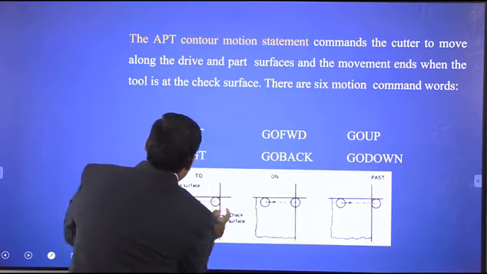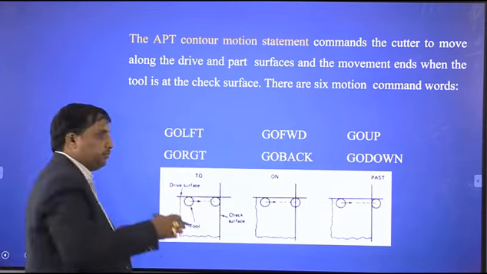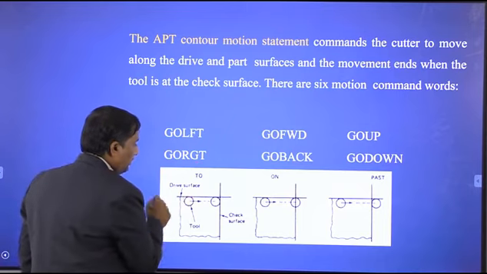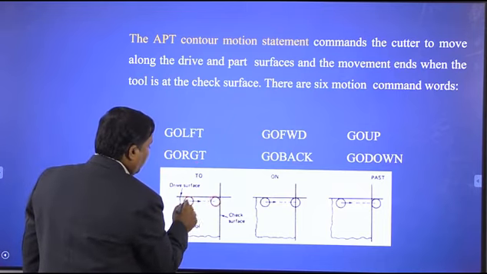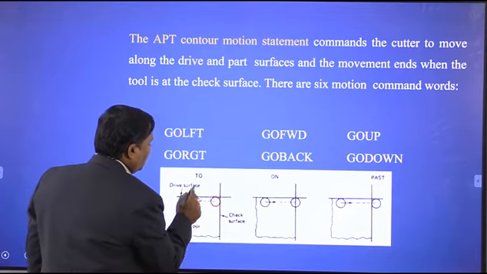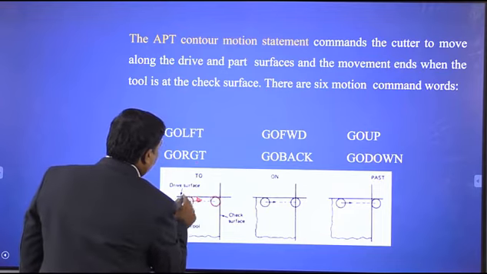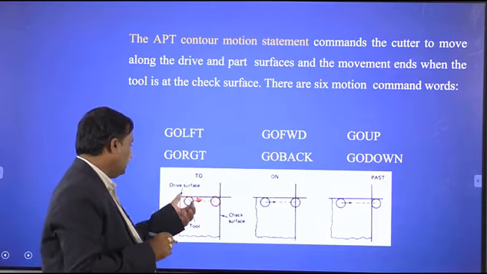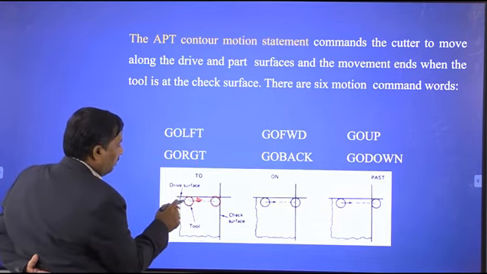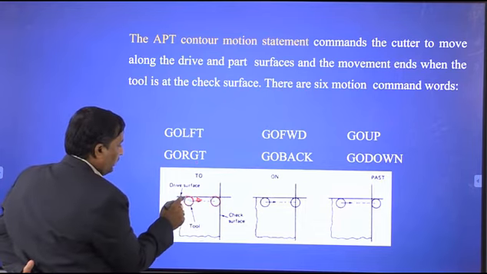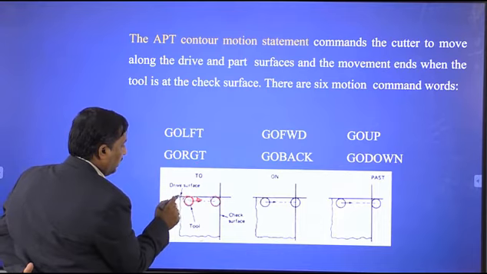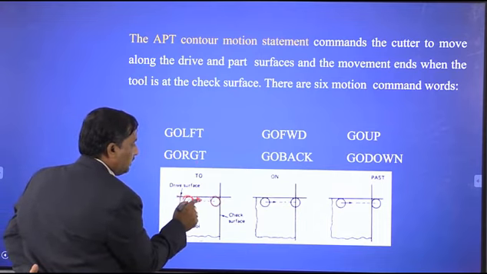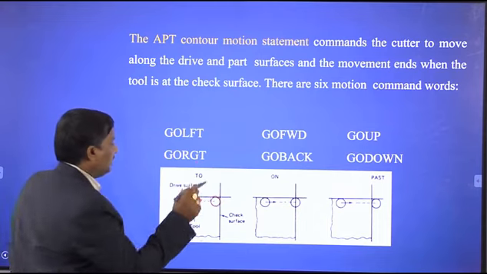Suppose you view the diagram from the top. We will have a circle representing the cutting tool. Its movement is like this; this arrow mark represents the movement direction. This one is the drive surface. If you view from top, it will appear like a line. This is the work part. Now the cutting tool surface will be tangent to the drive surface. Then it will move in the forward direction, or the right side direction.